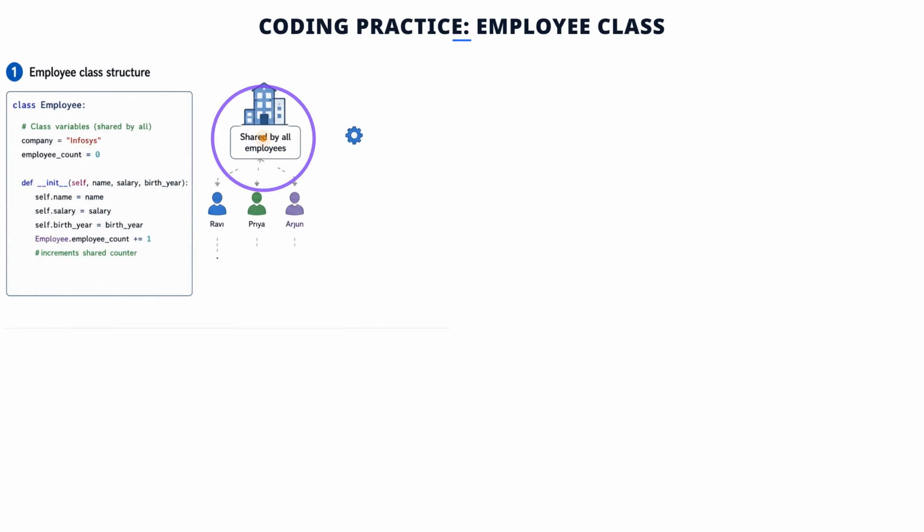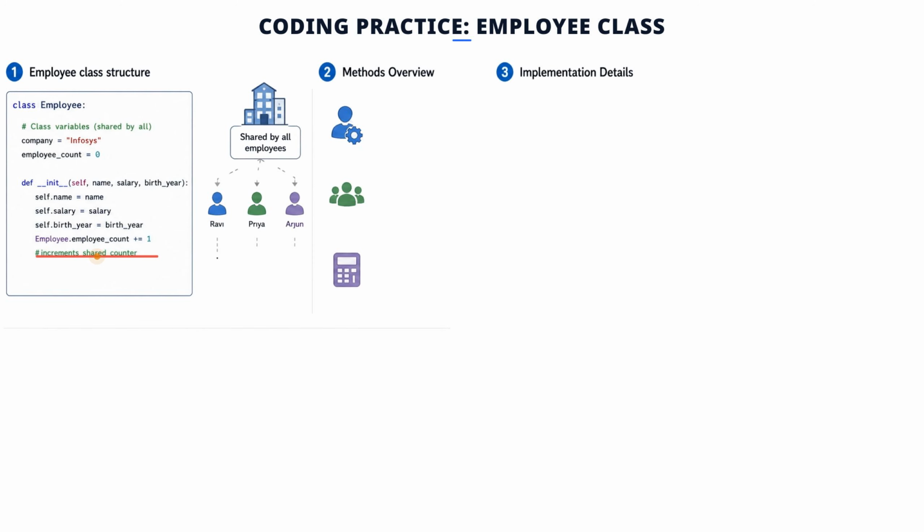Our init method sets up the individual data like name, salary, and birth year. Every time a new employee is created, we make sure to run this line of code to update the shared employee count. Now let's look at the three types of methods we can add to this class.